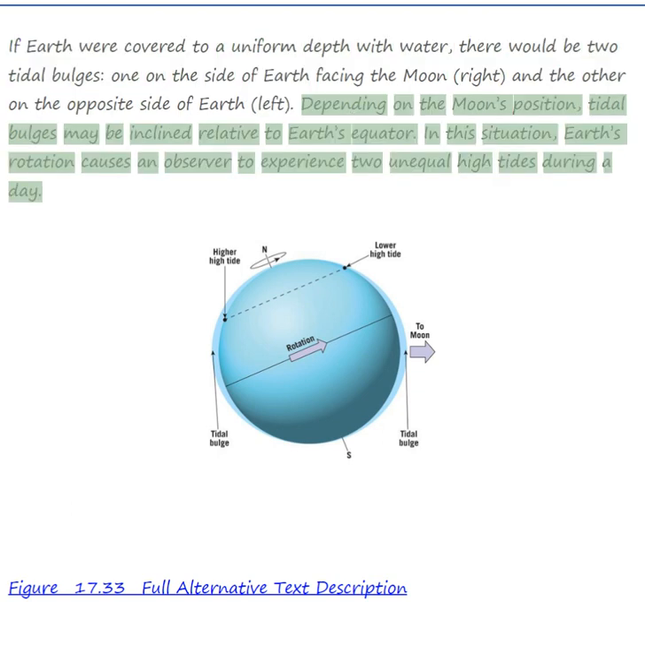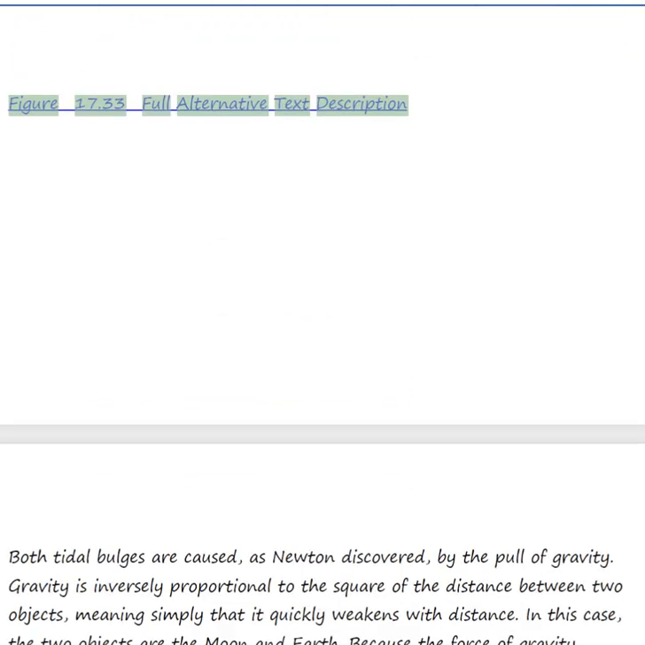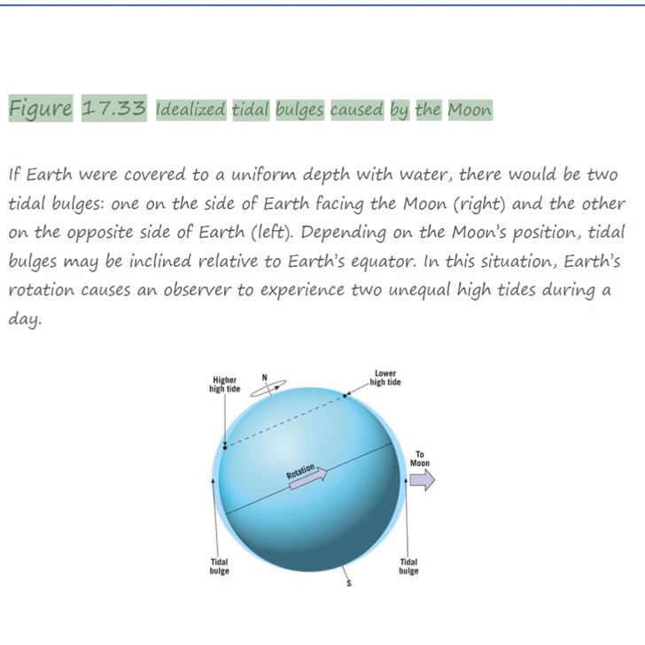Depending on the Moon's position, tidal bulges may be inclined relative to Earth's equator. In this situation, Earth's rotation causes an observer to experience two unequal high tides during a day. Figure 17.33 Idealized tidal bulges caused by the Moon.